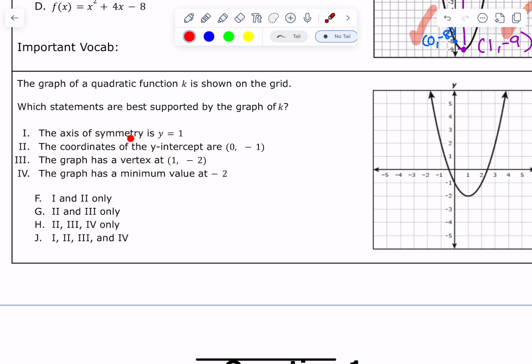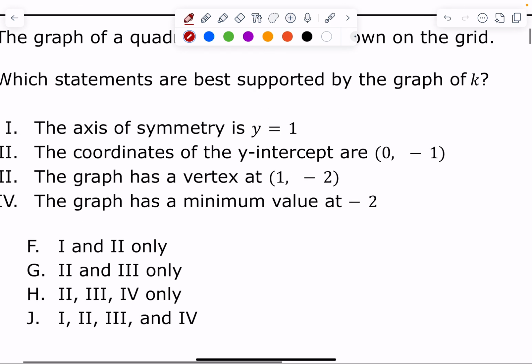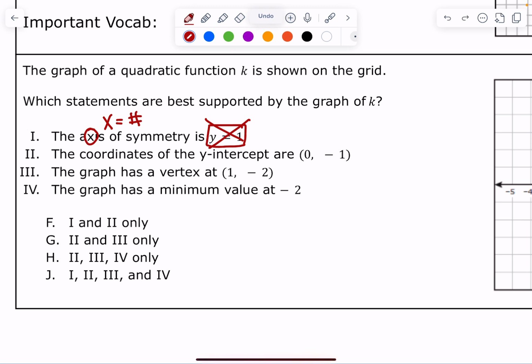The axis of symmetry is y equals 1. I know that when I see axis of symmetry, it should be x equals a number. Here it has y equals a number, which means it's false. That means any answer with the 1 in it has to go. So F cannot be it, and J cannot be it. Now I'm between G and H. I'm a good 50-50 chance. Now let's look at the other one.